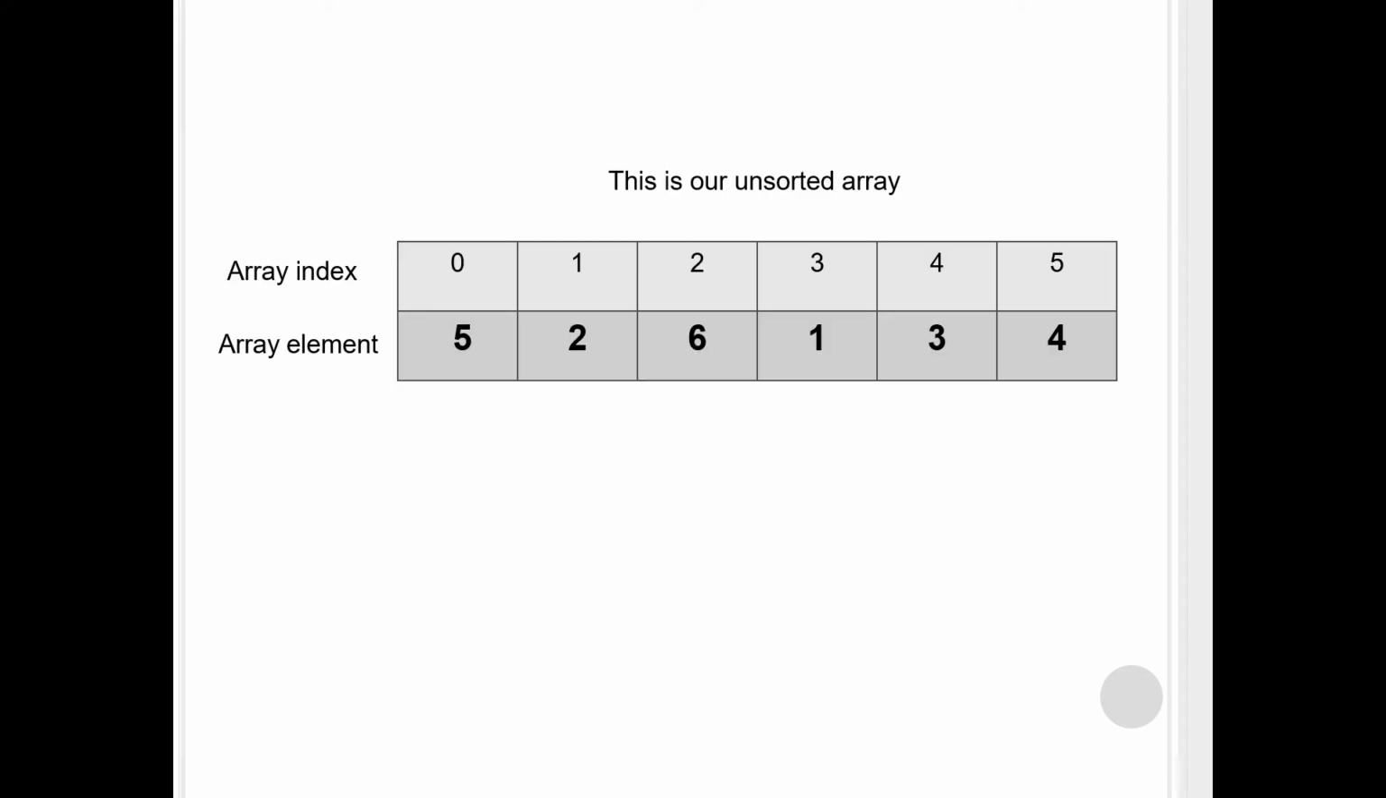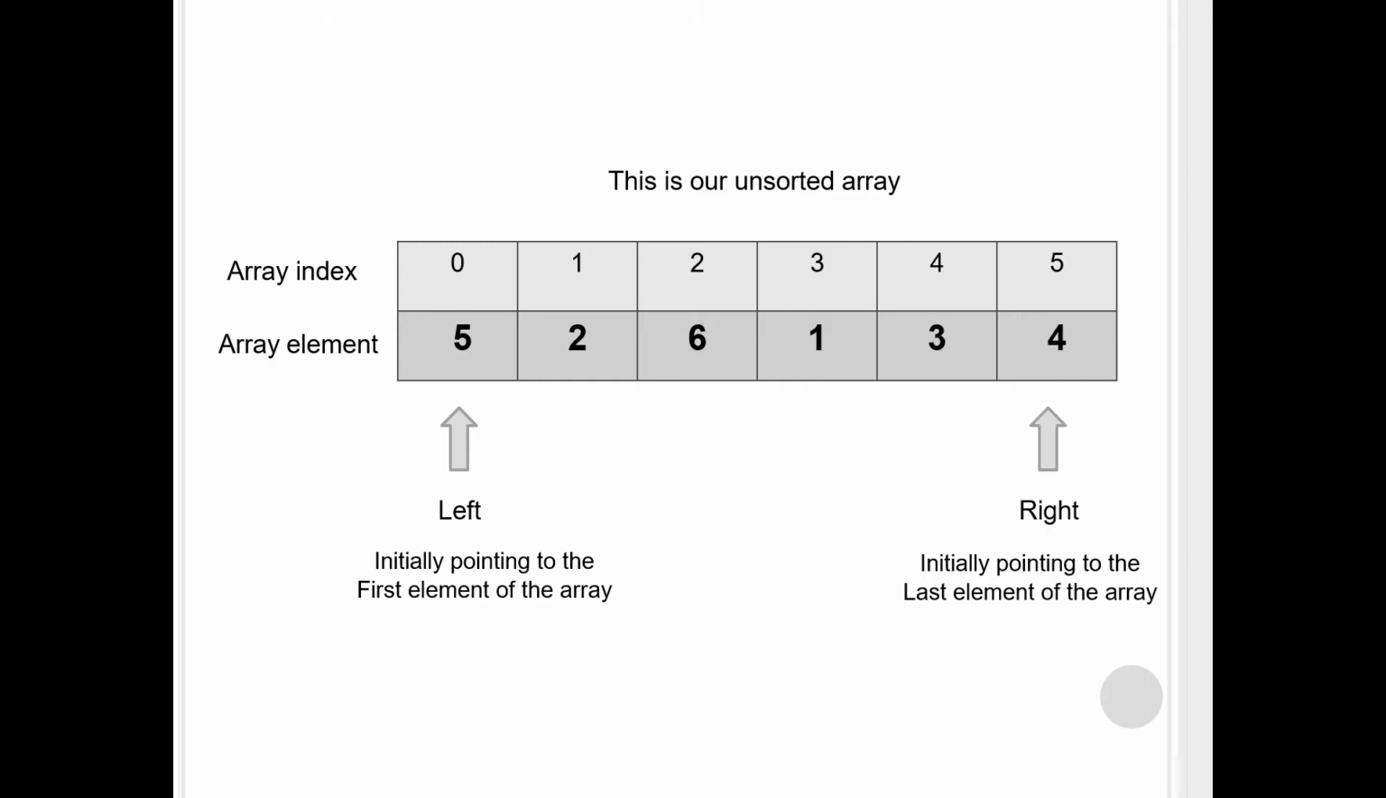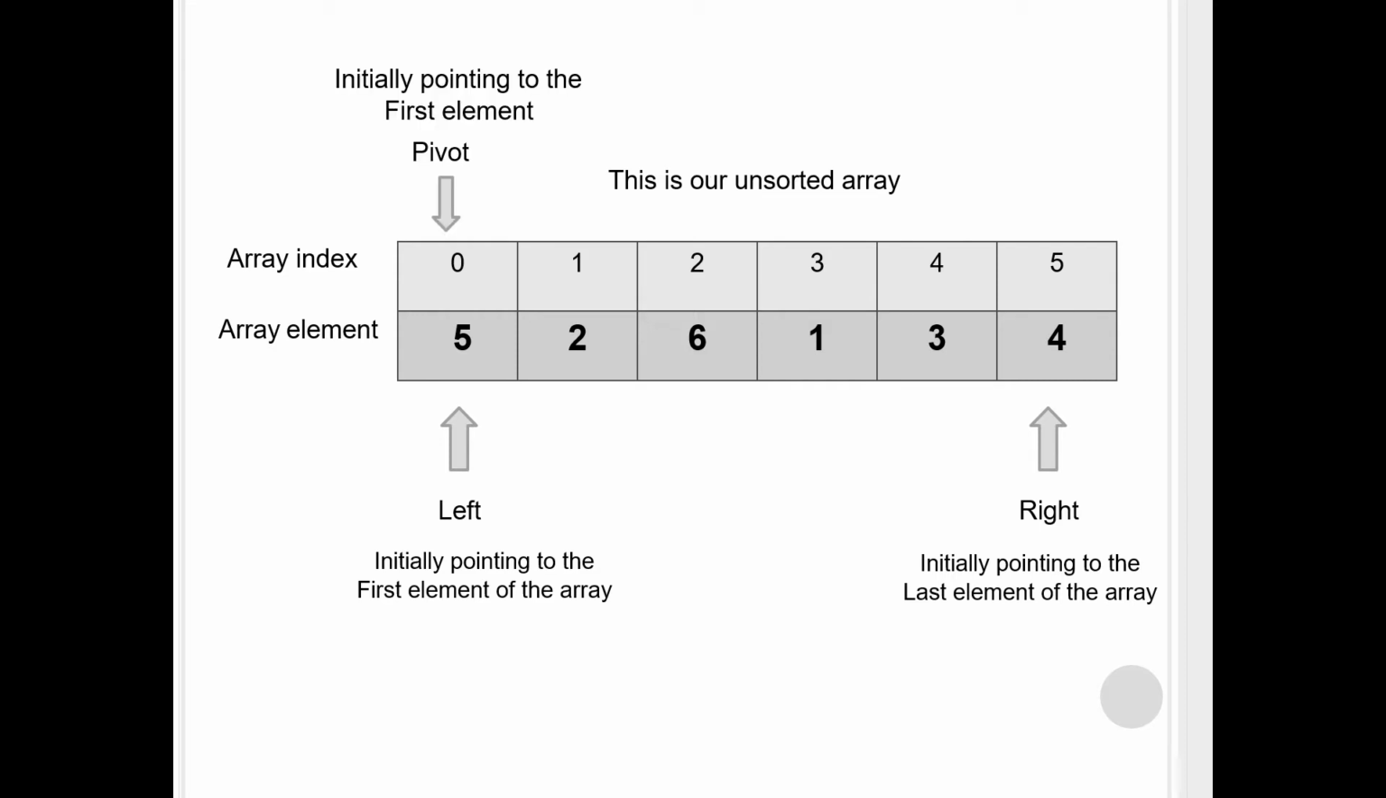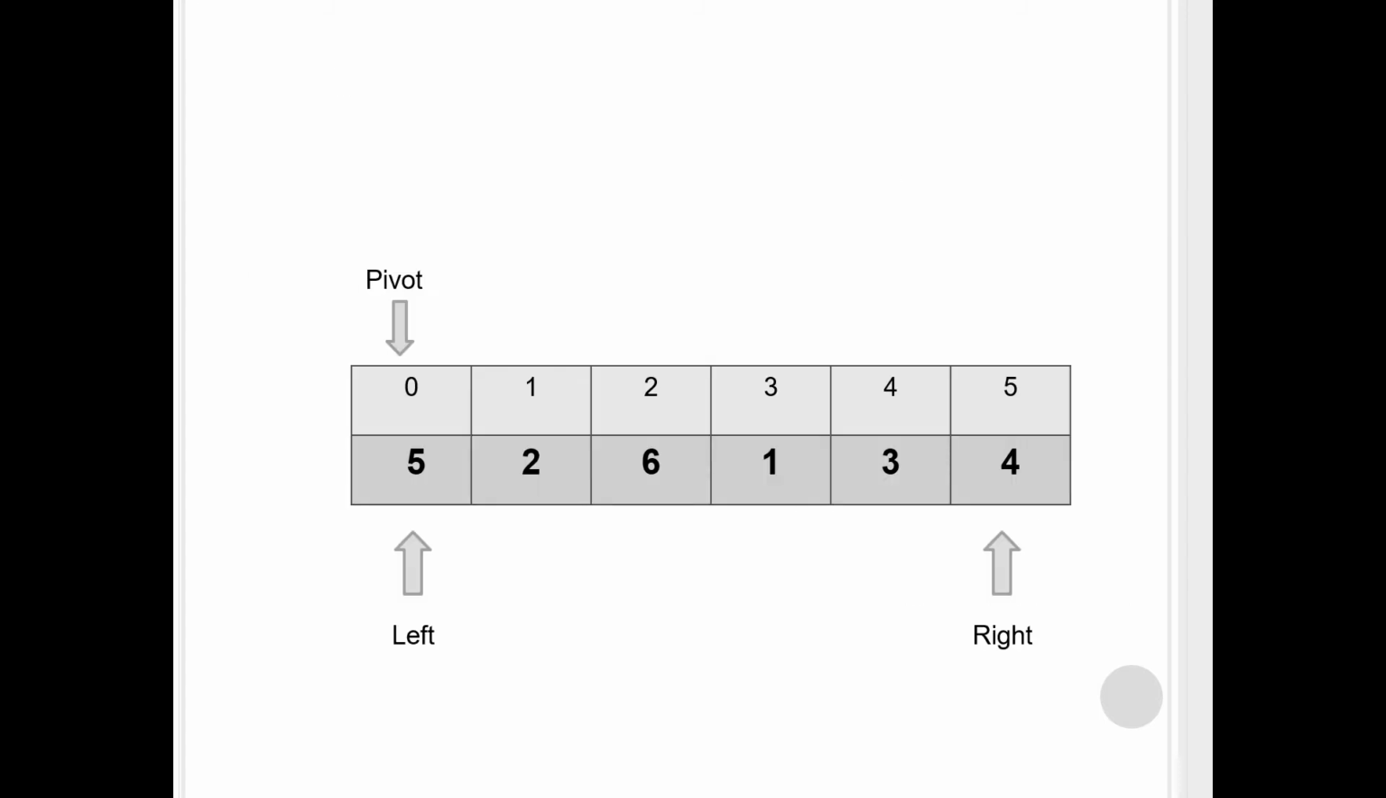So this is our unsorted array with the index and elements. This is our left pointer, which initially points to the first element of the array, and this is our right pointer, which is initially pointing to the last element of the array. And finally, we have the last pointer, the pivot, which is initially pointing to the first element. Now we are going to quicksort this array.